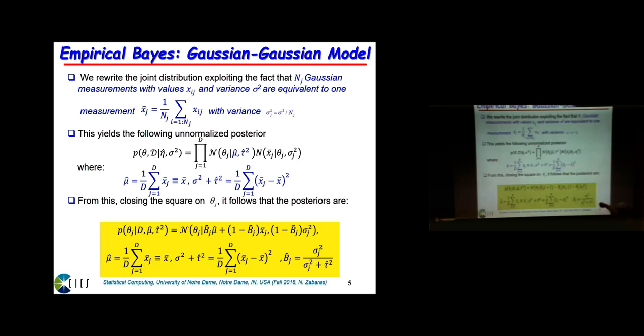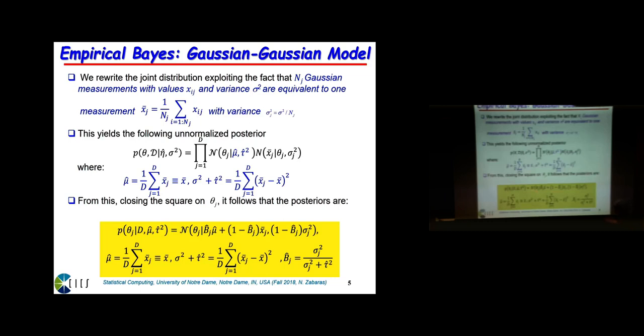And again, I carry these formulas, which don't mean anything at this point. What is important is that this b_j, when you close the square, comes to be sigma_j squared divided by sigma_j squared plus tau hat squared, okay? I remind you, sigma_j squared is sigma squared over n_j from the manipulation, basically, of the likelihood, okay? That's why there is an index j, because the number of students in every school changes. And tau hat is this hyperparameter that is fixed, and we will see how exactly we fix it on the next slide, okay? So the unnormalized posterior is a product over all the schools of these Gaussians, all right?